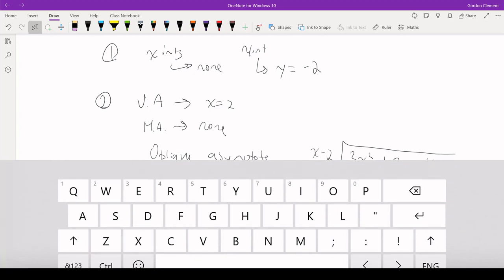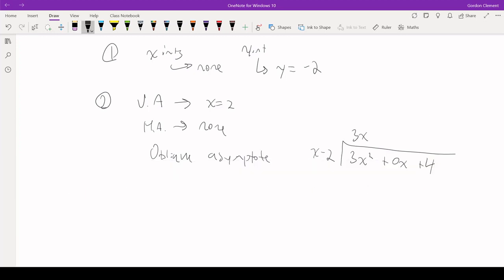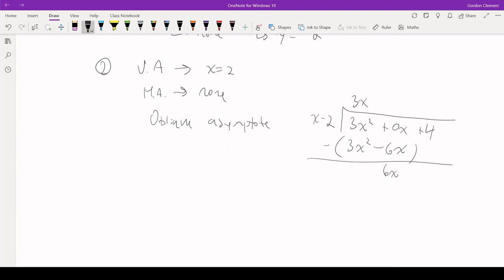So how many times does this go into 3x squared? Well, it goes in 3x times. 3x times x minus 2 is that. We're going to subtract that off to see what's going on. I'm going to get positive 6x. Drop the 4 down. How many times does x minus 2 go into plus 6x plus 4? Well, it's going to go in plus 6 times. 6 times that is going to be 6x minus 12, something like that. Subtracting that off, and I get 16 as my remainder.